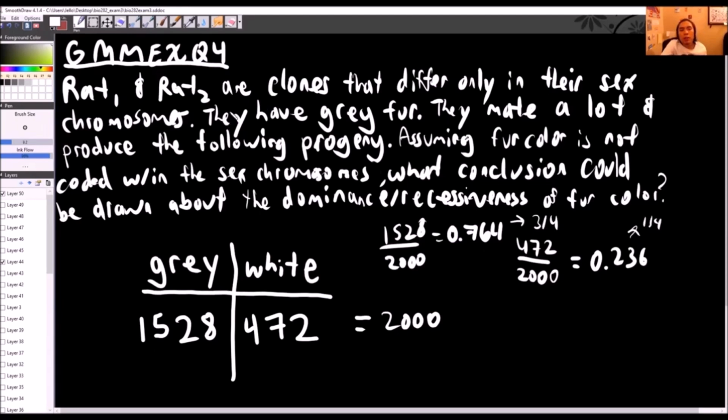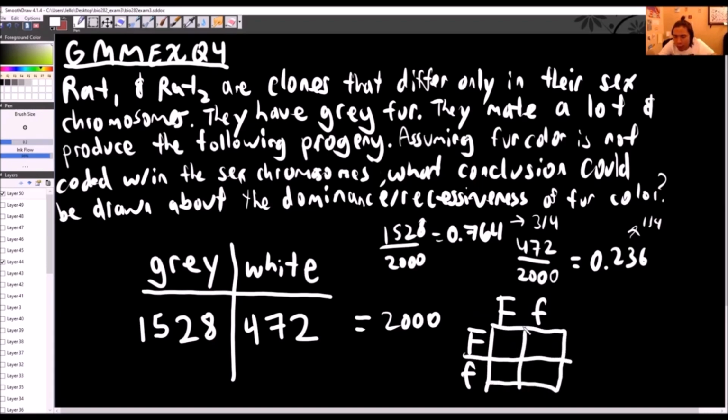Now we know that rat sub 1 and rat sub 2 have gray fur, and because they're clones, they share the same genotype for their fur color. And because they are not only producing gray, we know that they have to have a white allele in the background. So let's say we use F, big F, because they have to have some kind of white one in the back. So let's say that the big F is gray, and this is our Punnett square, and the little f is white fur.